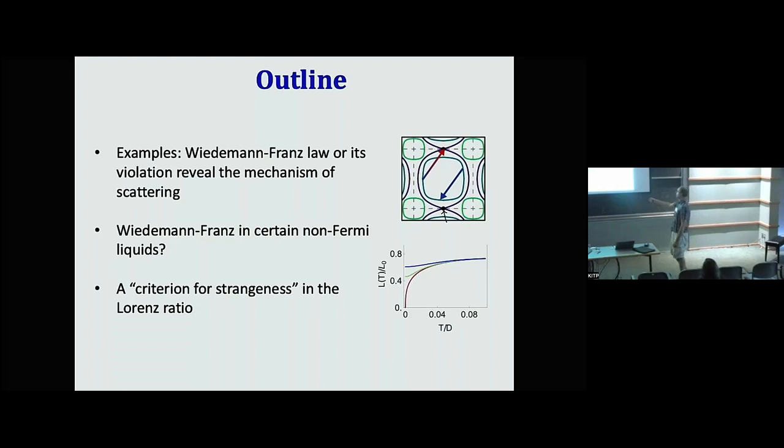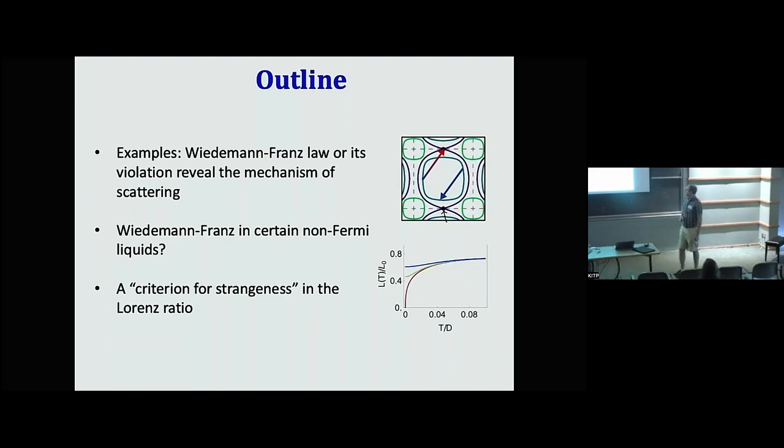As we know, it's very useful, among other things, to reveal the mechanism of scattering. So one of the things we would like to understand in strange metals is what's the mechanism that's causing that behavior. So I'll discuss some examples where we can use the Wiedemann-Franz law or its violation to learn something about the underlying mechanism.